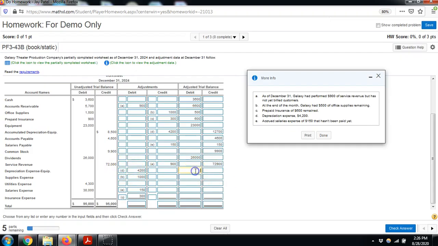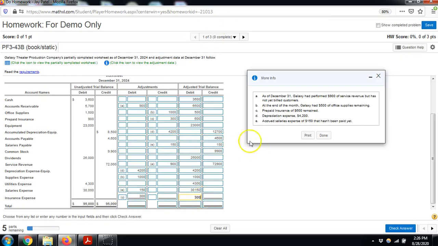Depreciation expense. Supply expense is just our adjustment. Utilities expense is just from the unadjusted trial balance. Salary expense, we have to take this 30,000 and add this 150, so 30,150. And insurance expense, we just have this debit from this adjustment, 300.